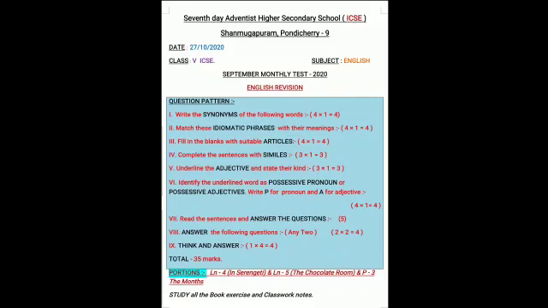Today we are going to revise for your English monthly test, and we'll be revising as per your question pattern. First we are going to revise the synonyms and next the idiomatic phrases, followed by articles, similes, adjectives, pronouns and lastly the question and answers. So let's start our revision class.